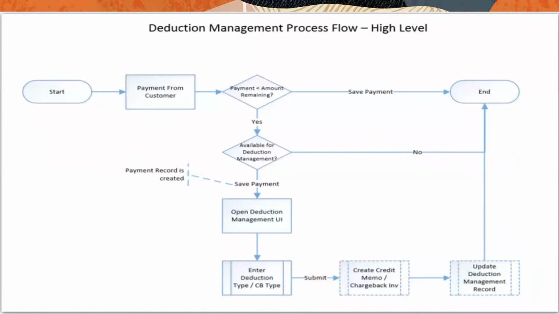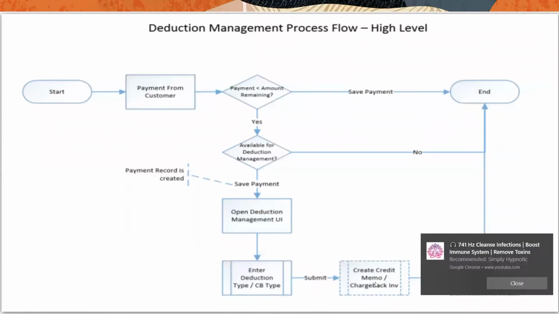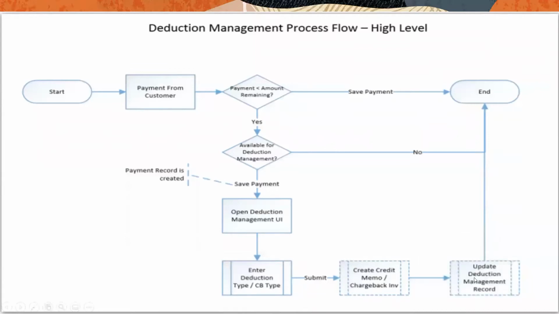This is a workflow of what the deduction management process flow looks like. You start out with a customer payment. The payment's made, but there's a remaining amount. Using deduction management, you can automatically put on the invoice the amount that you actually received, and NetSuite with deduction management would automatically generate the credit memo associated with it. Okay?